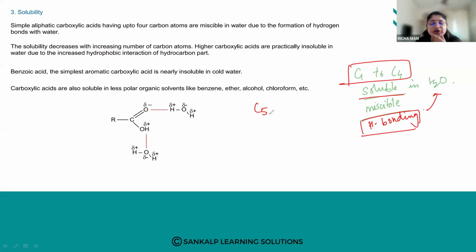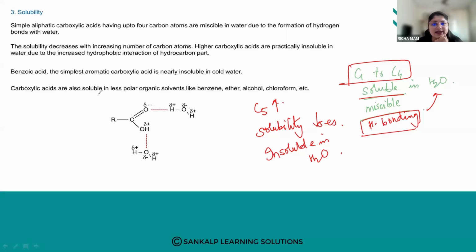As the number of carbon atoms increases, solubility decreases. So higher carboxylic acids are insoluble. They are practically insoluble in water. What is the reason? It is due to the hydrophobic interaction of the hydrocarbon part.